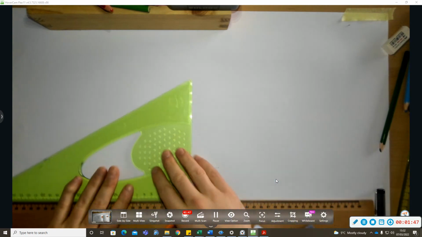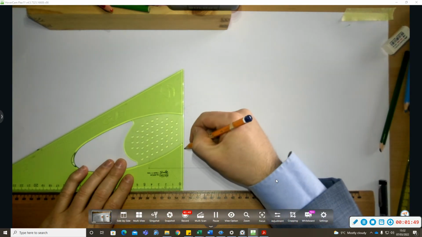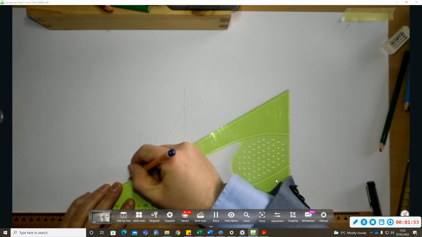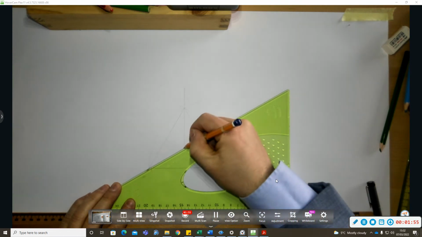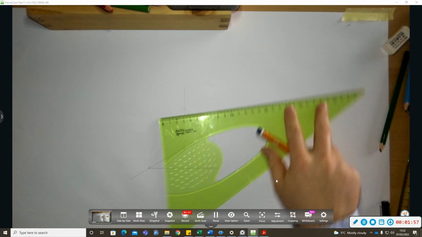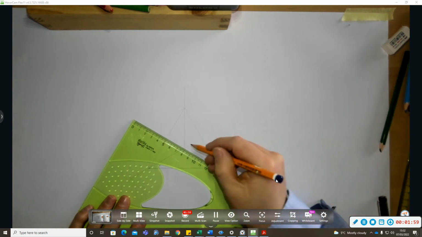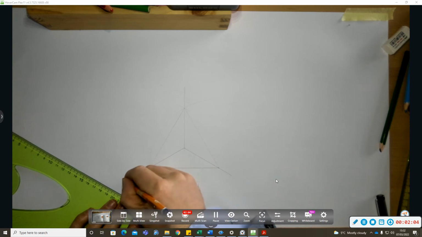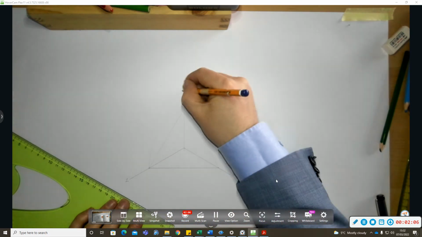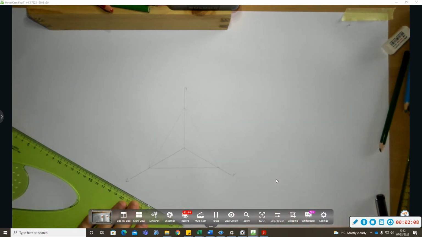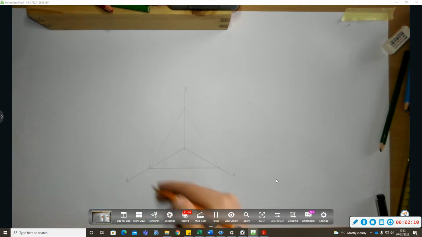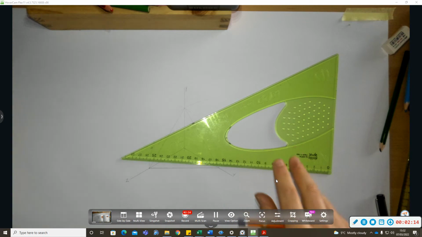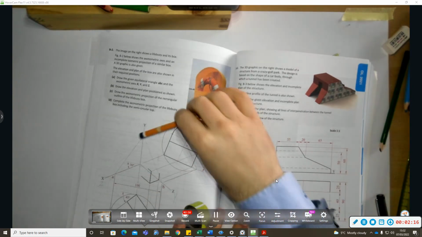So my y-axis is going to be going through that. Here's my z-axis, and here's my x-axis. So that's z, that's x, that's y. Contrary to what the question says, that should be the z-axis. Now, I'm going to set up the elevation and plan in the required positions as shown.